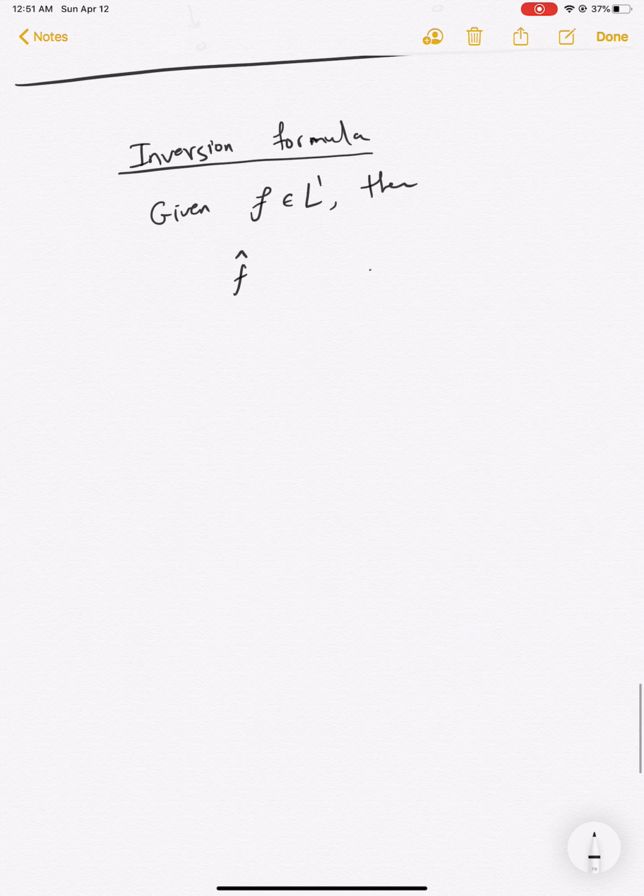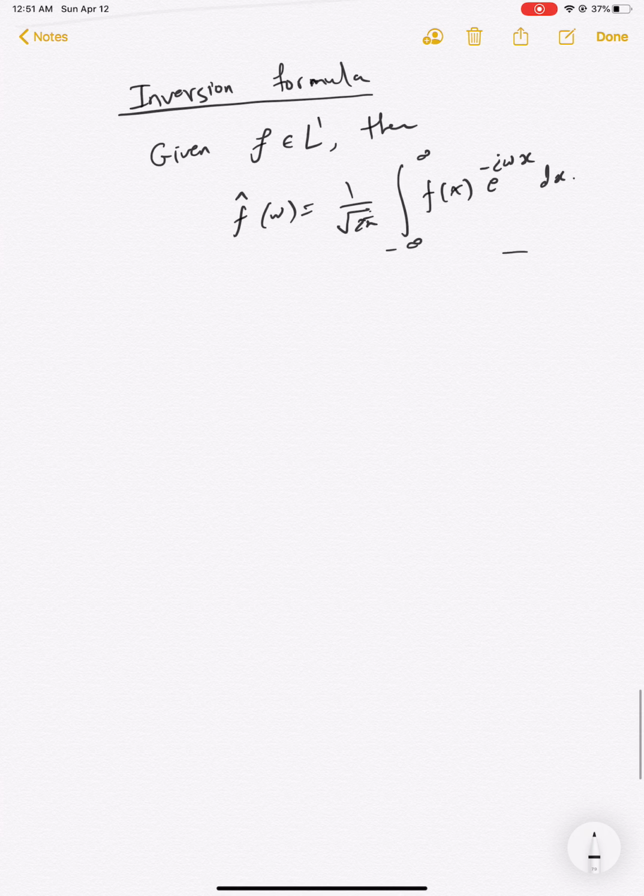So given a function that is absolutely integrable. When we say L1, this new notation, we just mean it's an absolutely integrable function. Why do we care about absolutely integrable functions? Because those functions are the only functions that have Fourier transform. So if you have a function like this, we know that the Fourier transform is given by this integral. Fine.